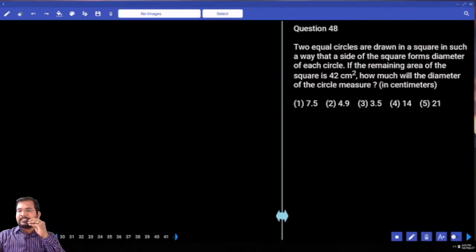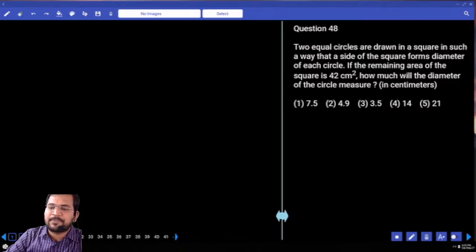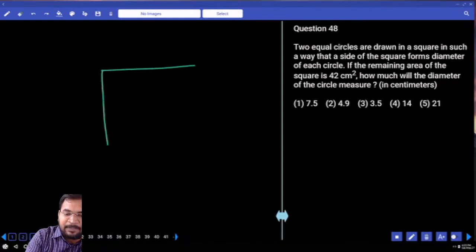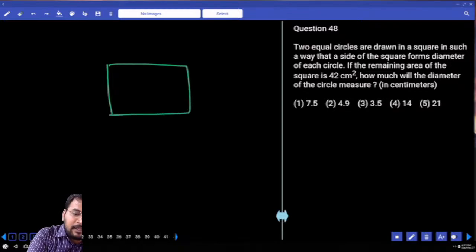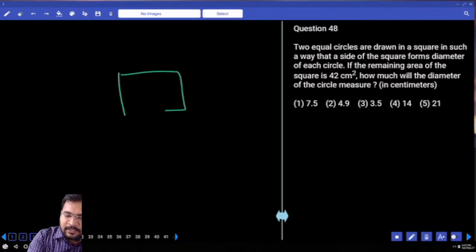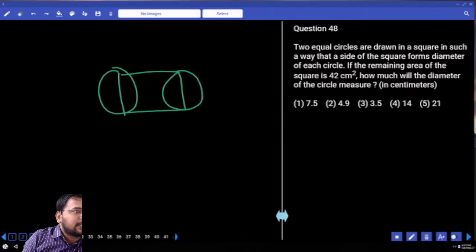Two equal circles are drawn in a square in such a way that the side of the square forms the diameter of each circle. Underline that statement. అర్థం చేసుకోగలిగితేనే మీకు ఆన్సర్ వస్తుంది. Two equal circles drawn on a square. This is one square and this is another square. So the diameter of each circle will be equivalent to the side of a square.